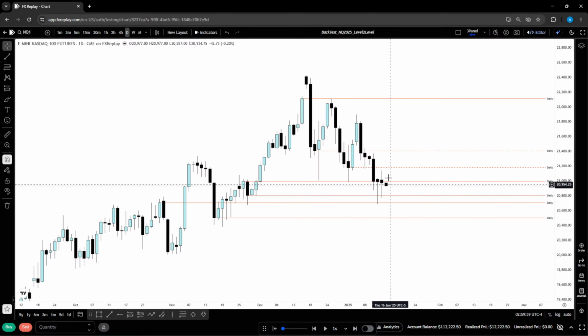So it looks like we have been accumulating in these levels. So the direction is still to the downside unless we start making our way back up above these daily levels. So far the next daily levels are supporting the level.